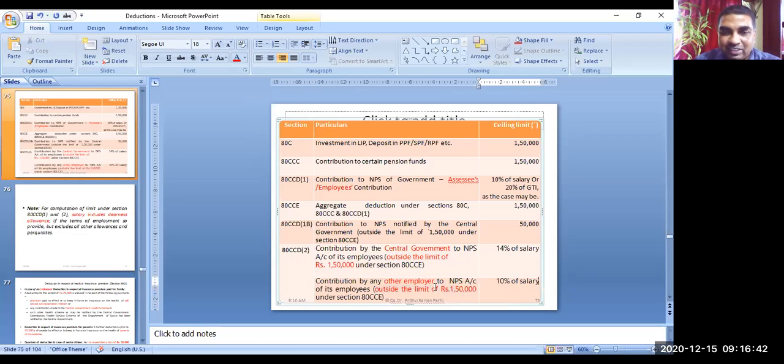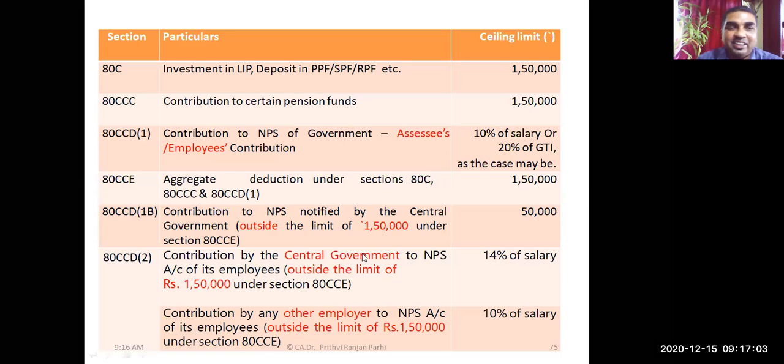So you see, all the three things are outside. 80CCD1B is outside. As I told you, NPS is outside 1,50,000, and these two things are also outside. Right? Again, have a look at these. 80C, 80CCC, 80CCD1 — all these three cannot exceed 1,50,000, which is provided in 80CCE. That's the section. But 80CCD1B and 80CCD2 can exceed 1,50,000.